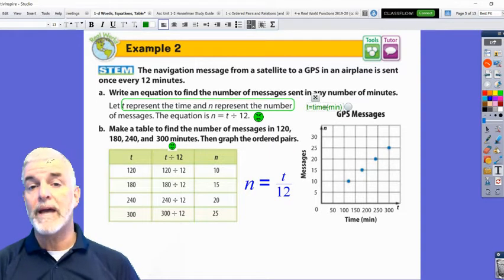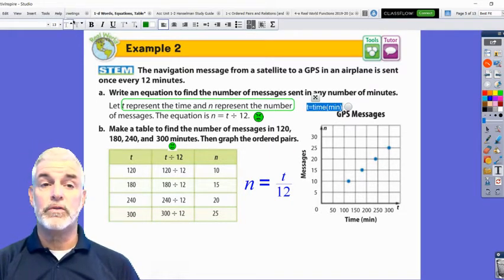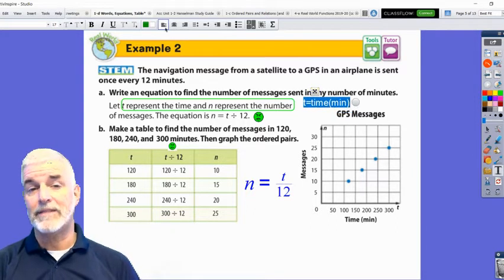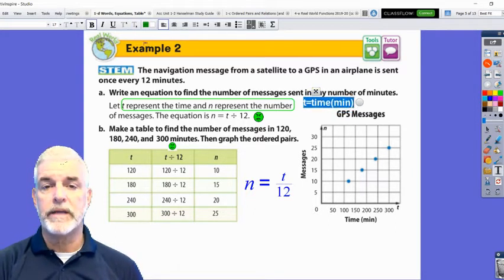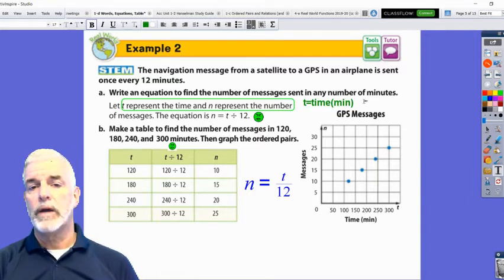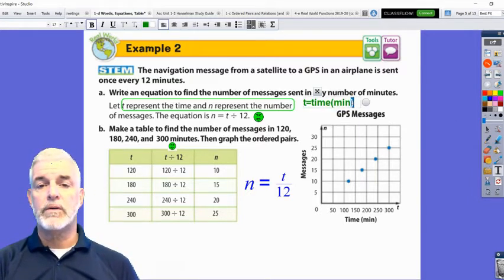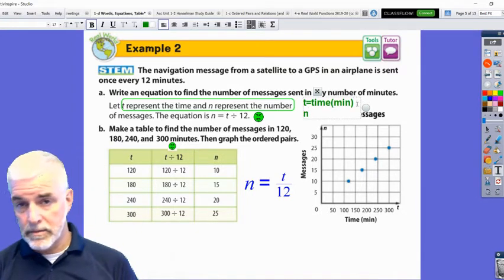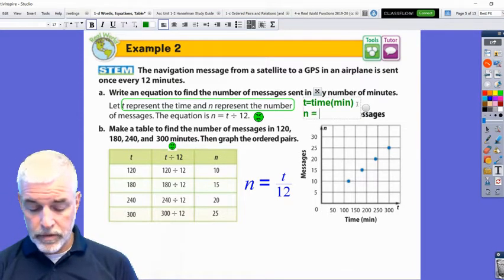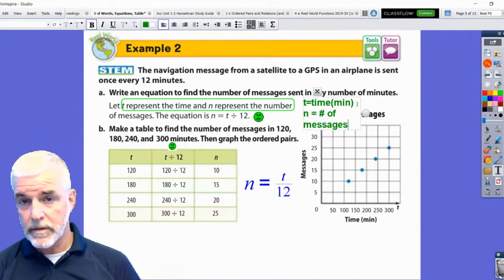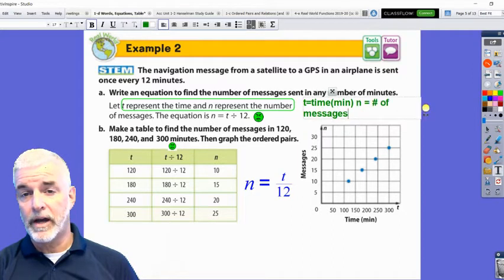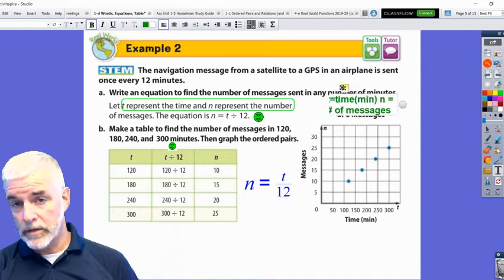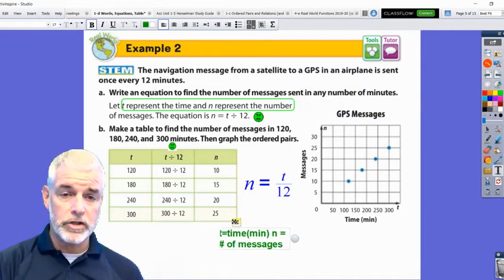Okay, or you could have used M for minutes, but then you might get confused with M for messages. Right? So pick your variables. That's not wrong. It's just possibly confusing, and we want to try to avoid that. So we really should have defined it as T equals time in minutes, and N equals number of messages. They used the number sign instead of writing out the word number. I do that a lot. So that's really what your variable definition should be.